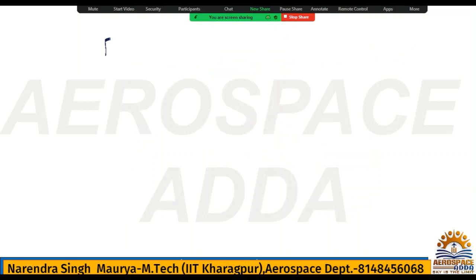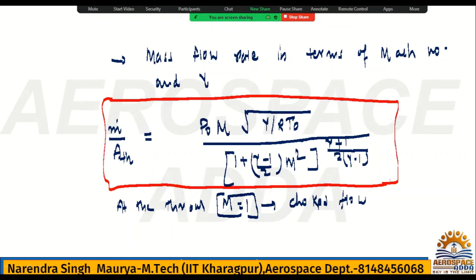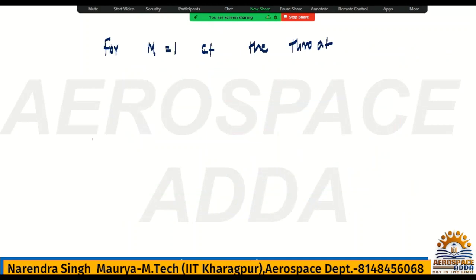So for M equal to 1 at the throat, we can write here at the throat. When I had given this formula, I said this is very important, a master formula actually. Many times they will give the Mach number, and for any Mach number you can calculate this mass flow rate. Because I am calculating at the throat, the throat Mach number will be 1, so I can keep 1 here.